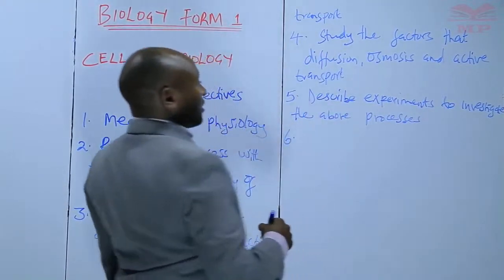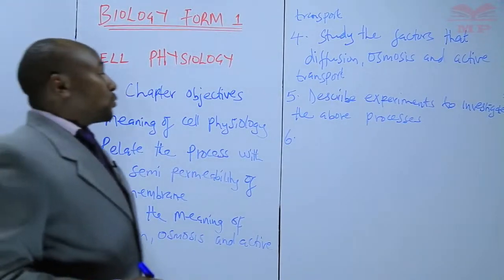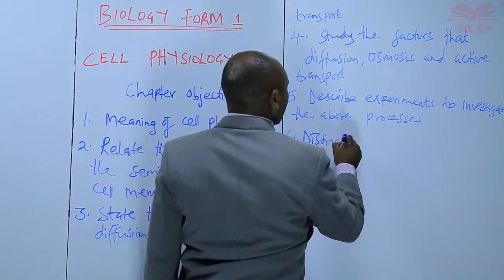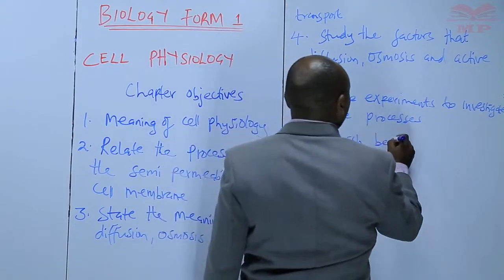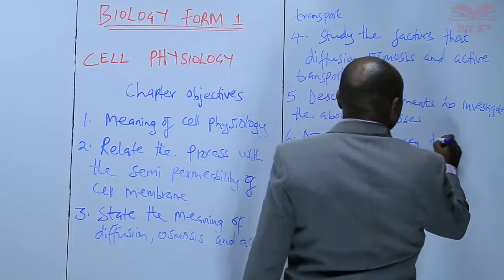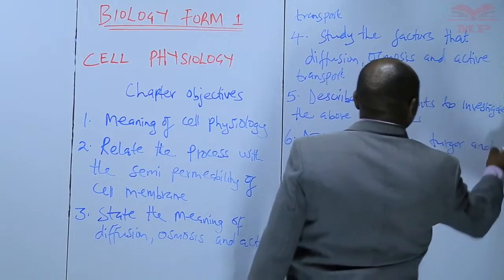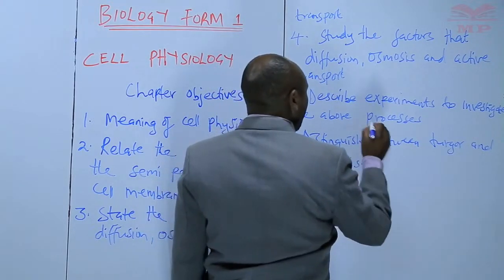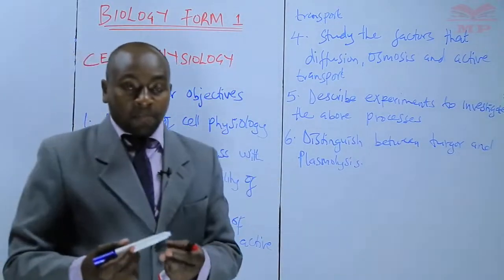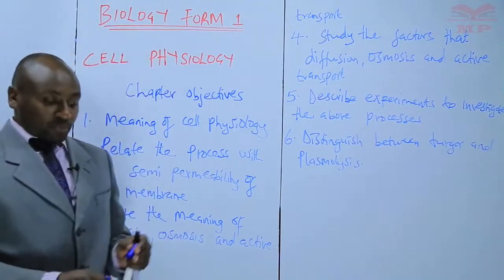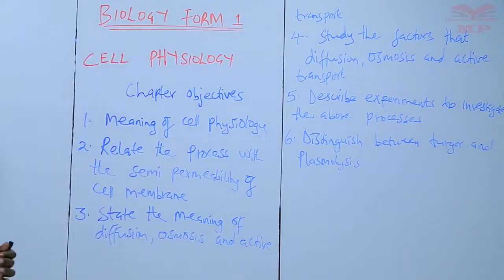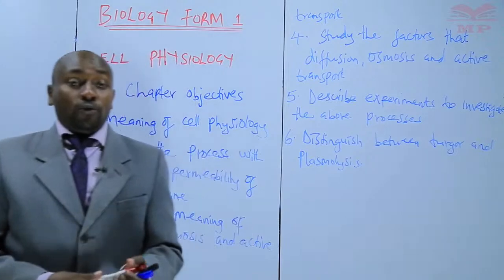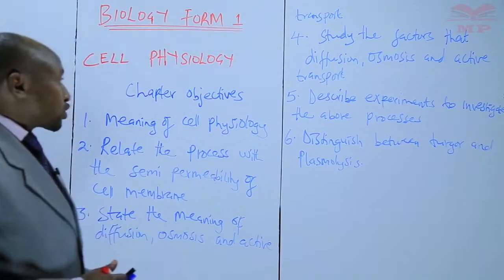And finally, the objective number 6, we should be able to distinguish between turgor and plasmolysis. Those are two terms that we'll also be learning in the course of the topic, and we should be able to distinguish them. So those are the objectives that we shall be fulfilling in the study of the topic cell physiology. So from there, we'll embark on an introduction.